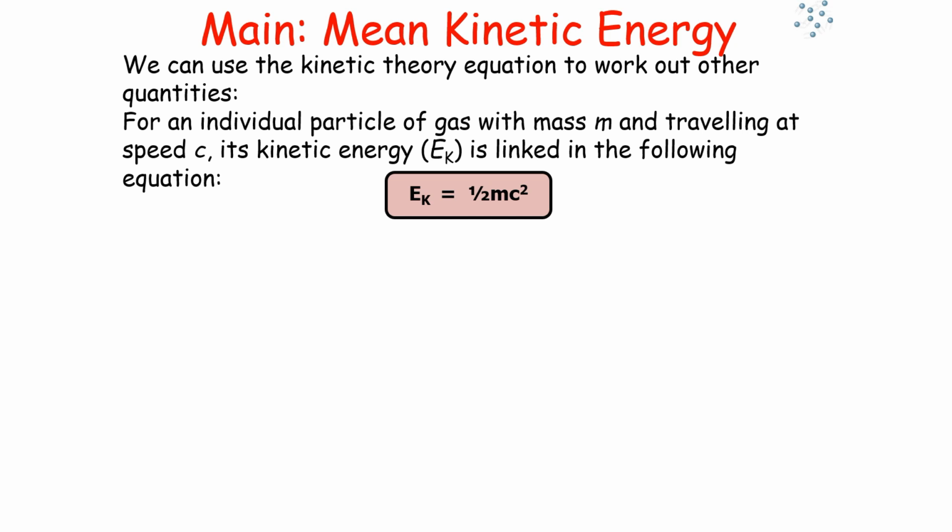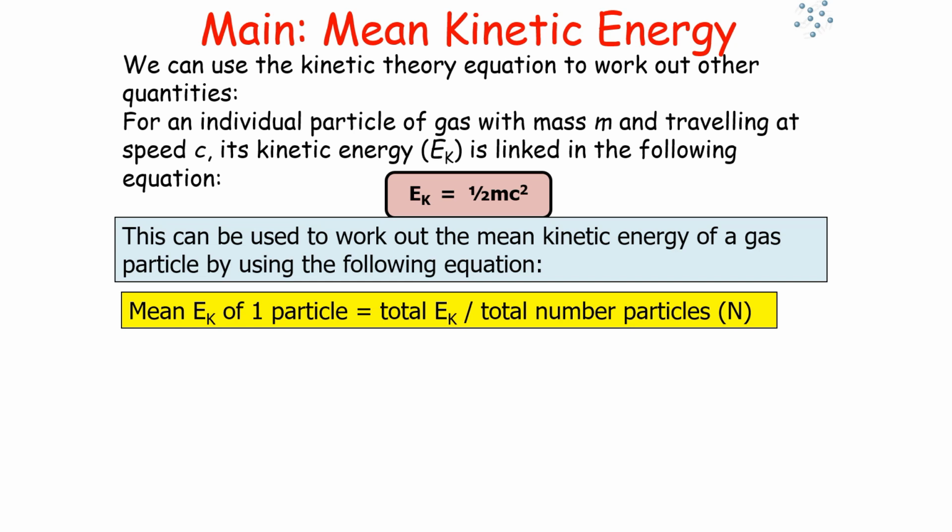Now we can use the kinetic theory equation to work out other quantities. For an individual particle of gas with mass m travelling at speed c, its kinetic energy is going to be Ek equal to 1/2 m c squared, which is the equation you know previously. Kinetic energy is 1/2 m v squared, but we're saying the speed is going to be given by the symbol c in this context. So this can be used to work out the mean kinetic energy of a gas particle. The mean kinetic energy of one particle is equal to the total kinetic energy divided by the total number of particles.